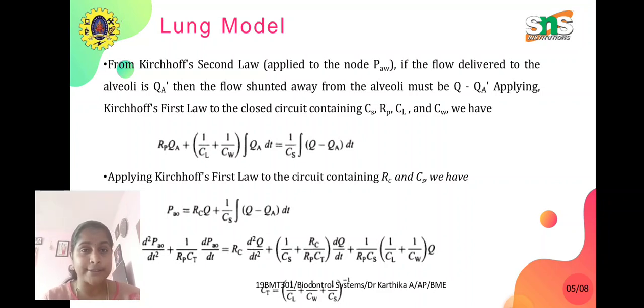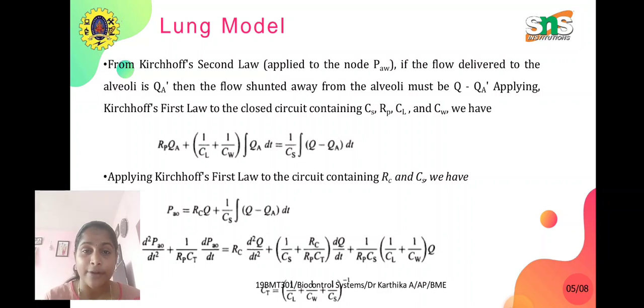Applying Kirchhoff's first law to the closed circuit containing CS, RP, CL and CW, we have RP QA plus (1/CL plus 1/CW) integral of QA dt equal to 1/CS integral of (Q minus QA) dt. Applying Kirchhoff's first law to the circuit containing RC and CS, we have PAO equal to RC Q plus 1/CS integral of (Q minus QA) dt.